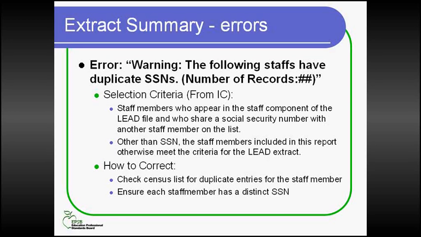This one's a really easy one. The following staff have duplicate Social Security numbers. For the LEAD file, you can only have one person with that social. So you want to make sure that each staff member has a distinct Social Security number. Make sure that as people change their last names, your staff are changing those on the Identities tab and not creating a new census record for that individual.